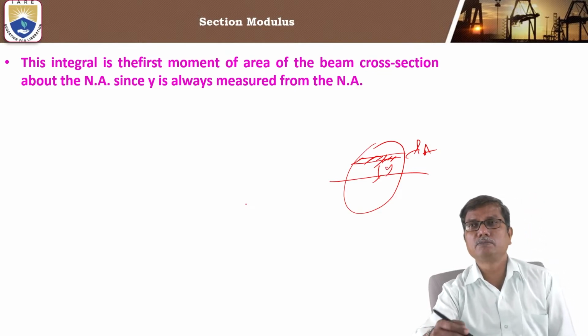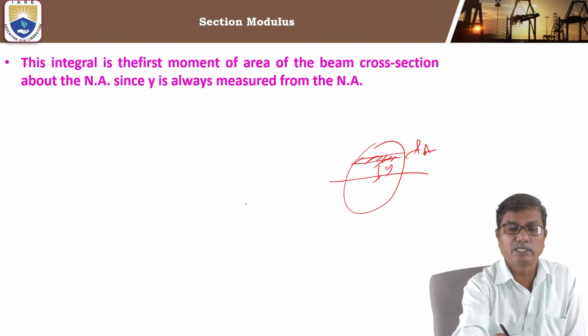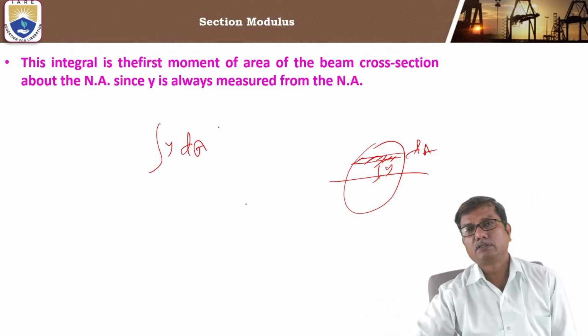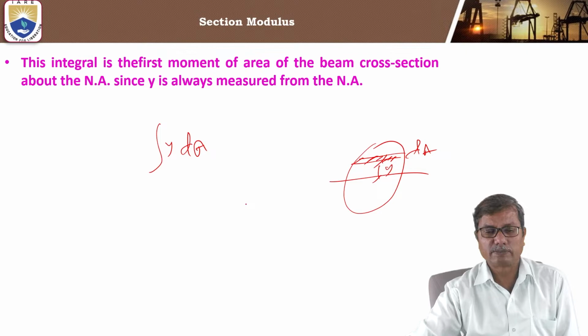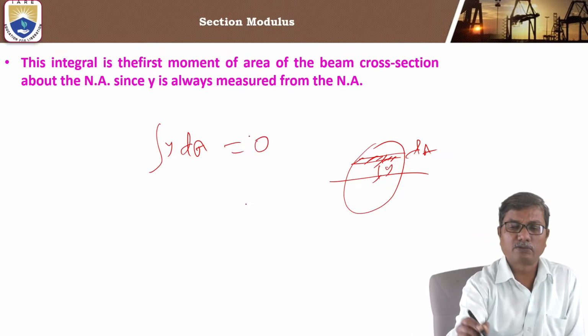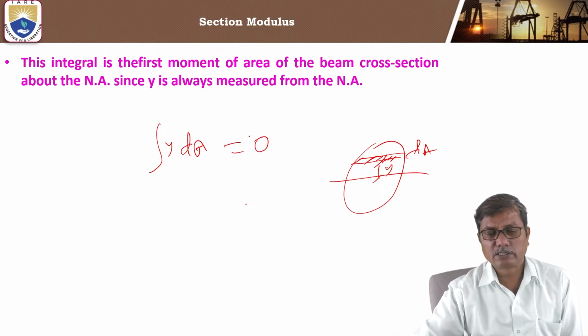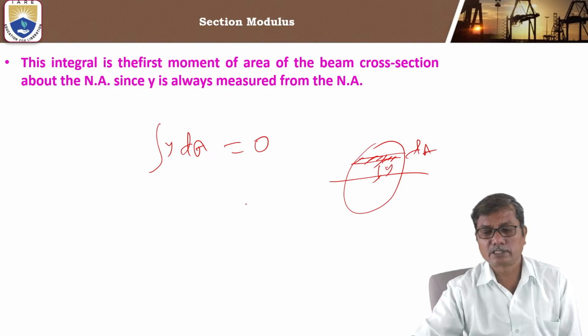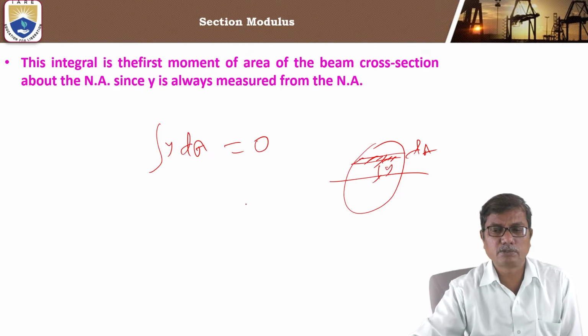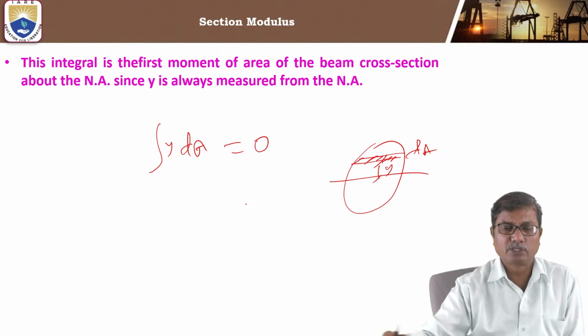So y dA is the moment of the elementary area, and integral y dA will be the moment of the total area lying above the neutral axis and below the neutral axis, above the neutral layer. The moment of area about the neutral axis is 0.